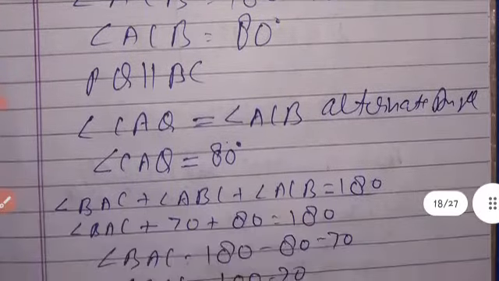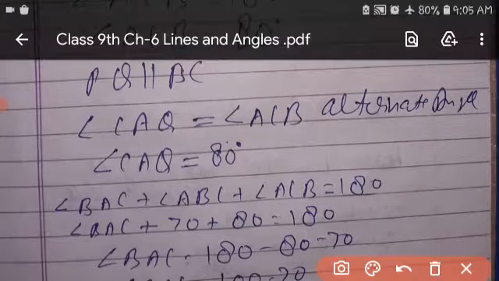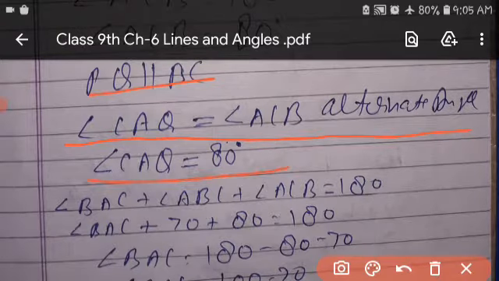Now PQ is parallel to BC. Angle CAQ is equal to ACB, alternate angles.